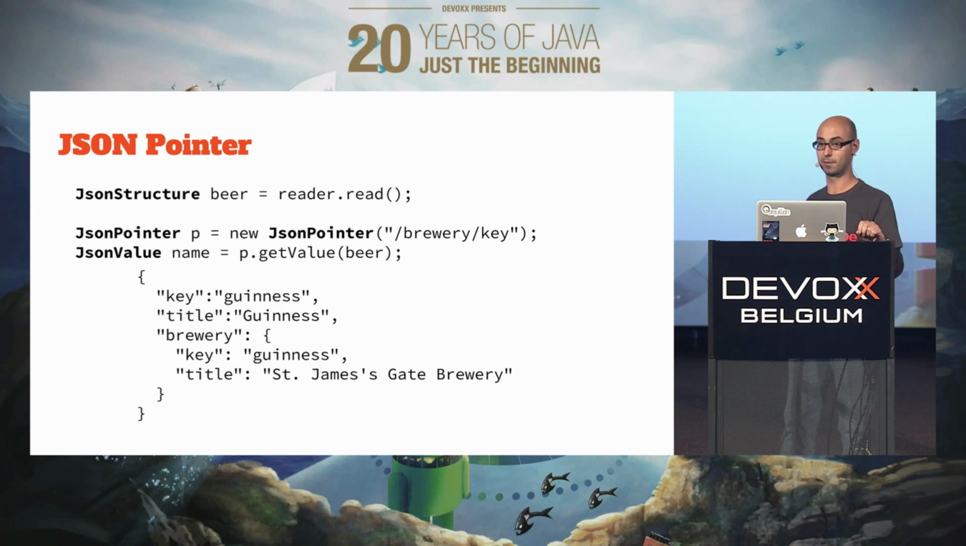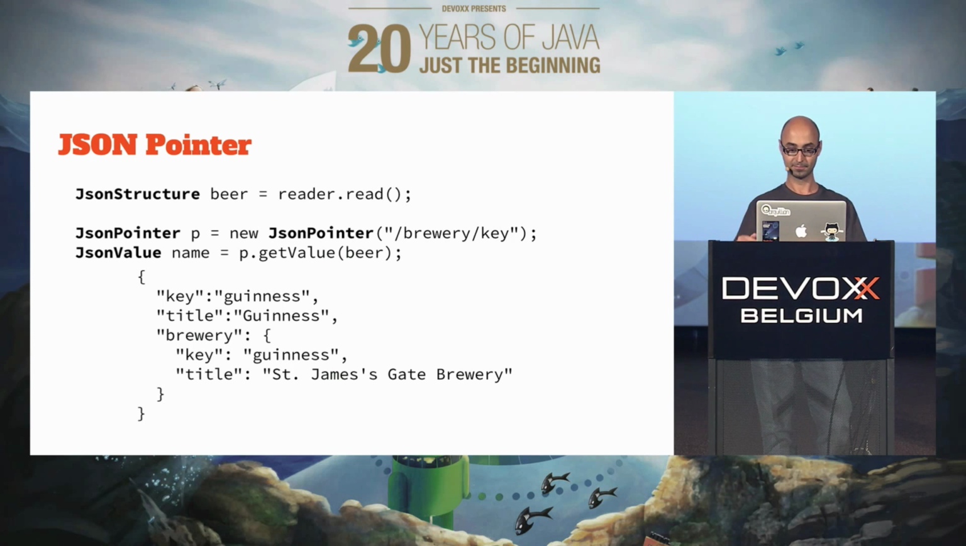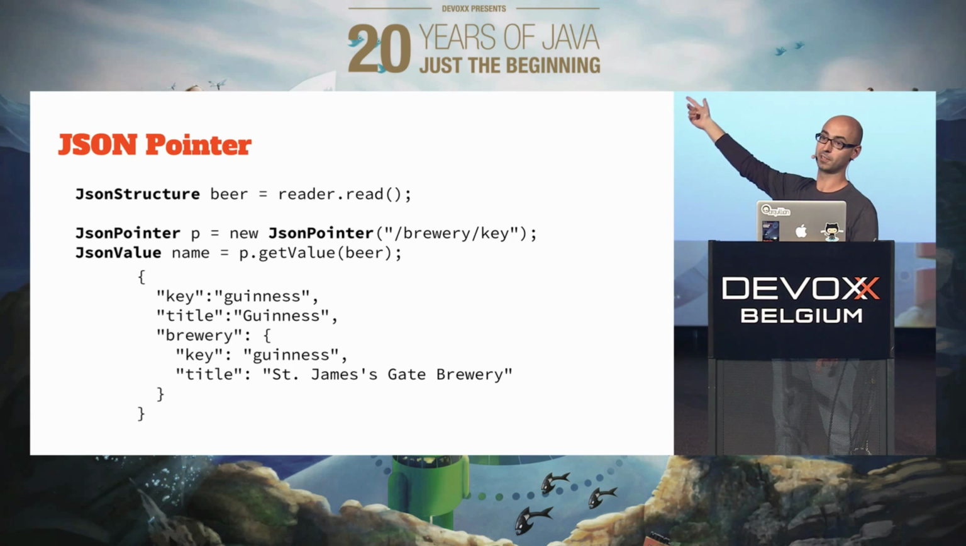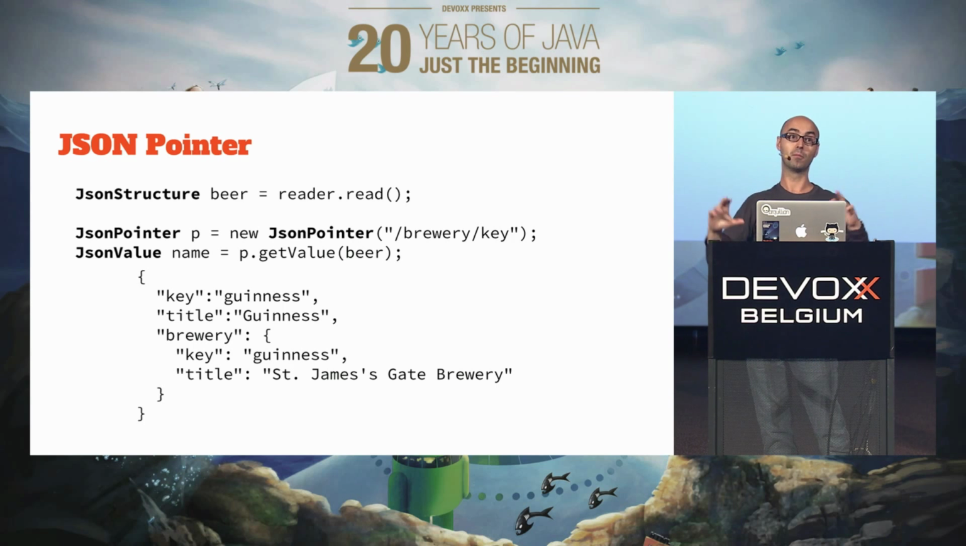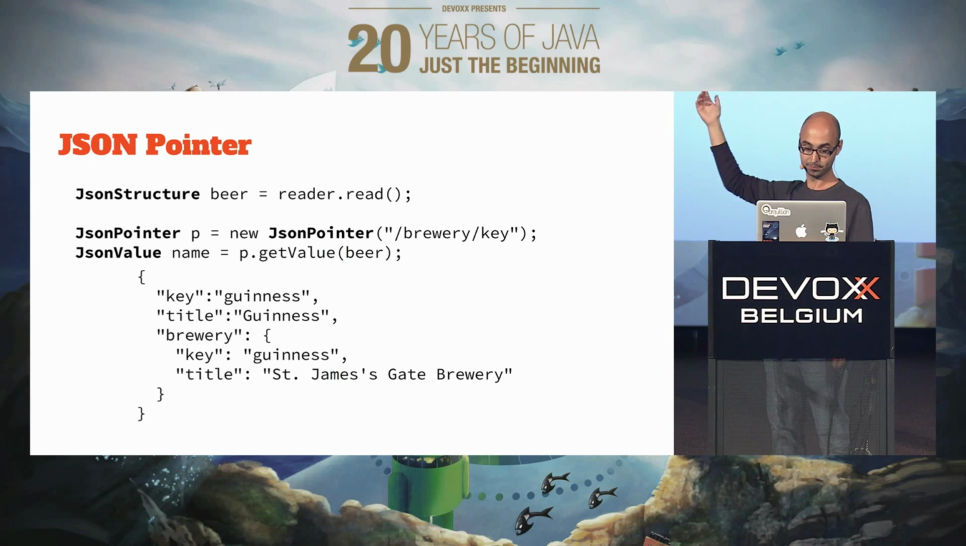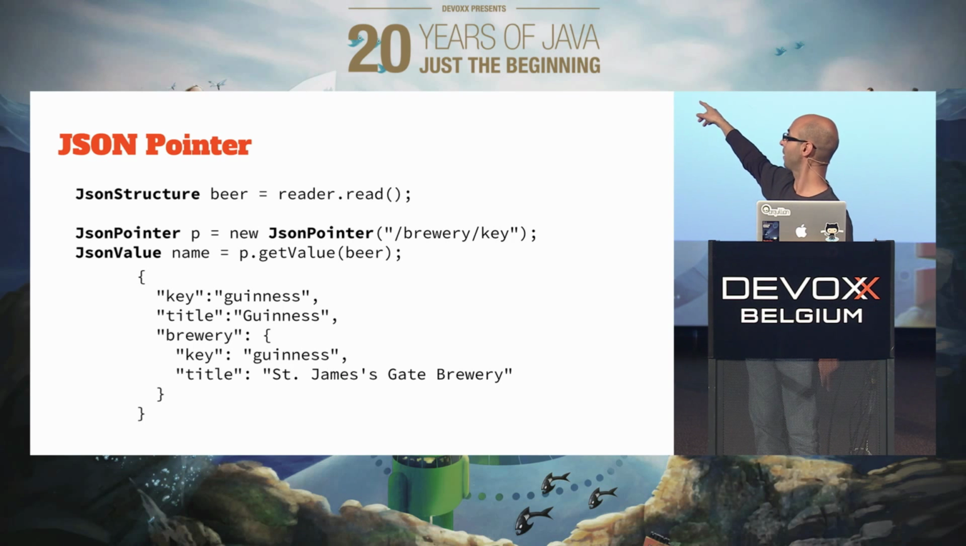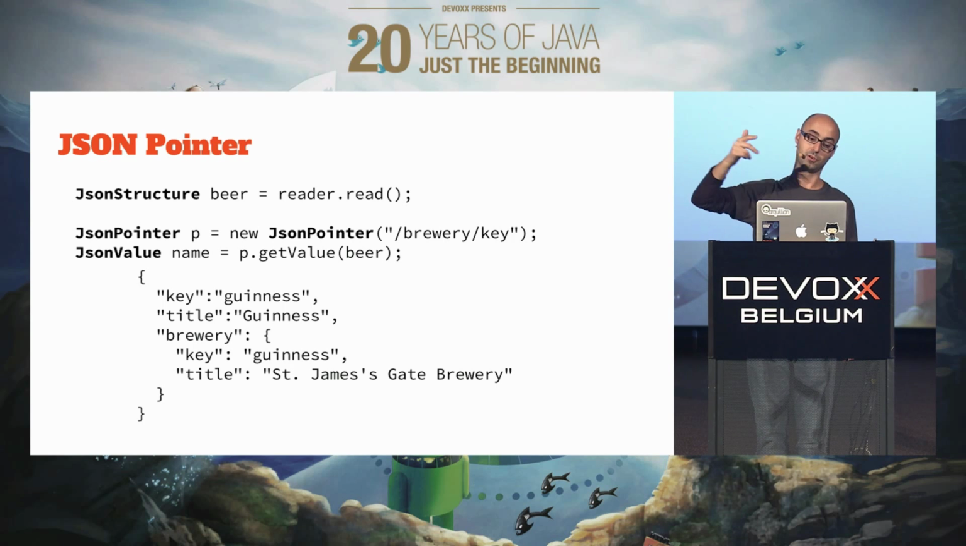And yeah, this is an example with the OpenBeers database. First thing, you are reading a JSON structure. JSON structure is the common type between your JSON object and JSON array, so it's anything that is in JSON. Then you create a JSON pointer, which is slash brewery slash key. And if you want to get the key value, you only need to call p, which is the JSON pointer, dot get value. You pass the JSON structure, and it will return, in this case, Guinness. So as you can see, JSON Pointer is just a direct pointer to the brewery key element.